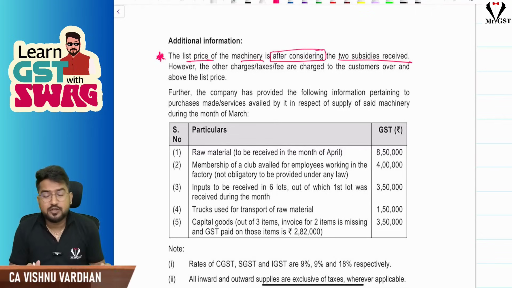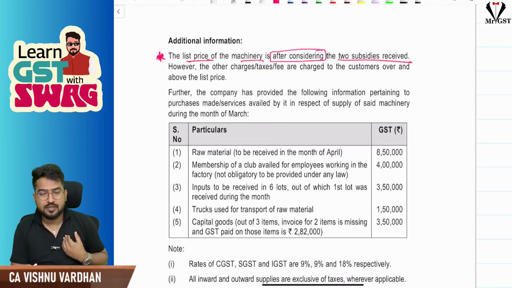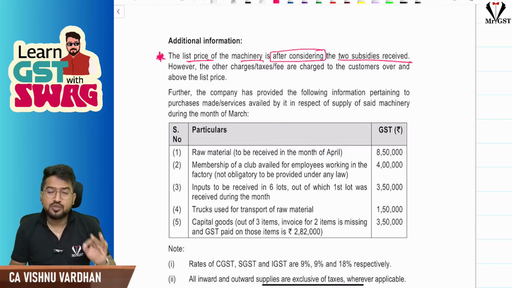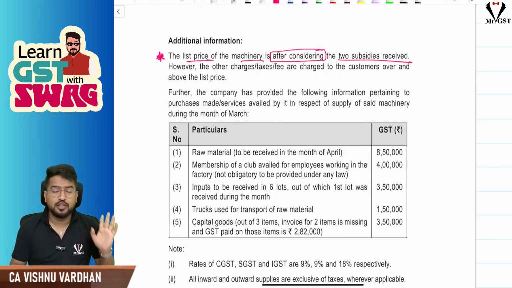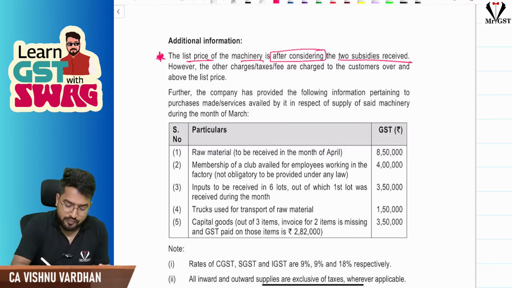After considering the two subsidies means they are trying to tell, I know that I will get the two subsidies. After considering that also I am fixing 10 lakh, means I want 10 lakh also, I want this 2 lakh 10,000, I want this 2 lakh. So these subsidies also I want. It doesn't mean that after including, it is after considering. After considering is different, after including is different. I am fixing my price 10 lakh after considering the fact that I will receive the subsidies. Okay, that is the point.